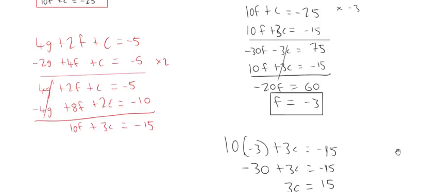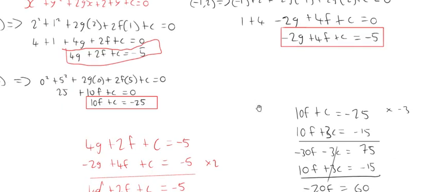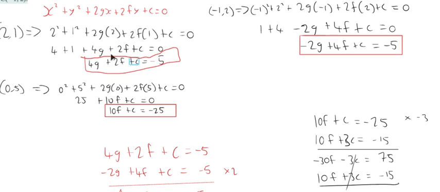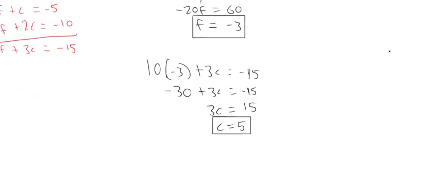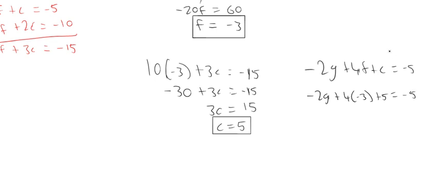Then we've got what f and c are, so we just need to use one of the top equations up here. So I'll use this one, the minus 2g plus 4f plus c is equal to minus 5. So I'm subbing both of those in now. So minus 2g plus 4 times minus 3 plus 5 is equal to minus 5.